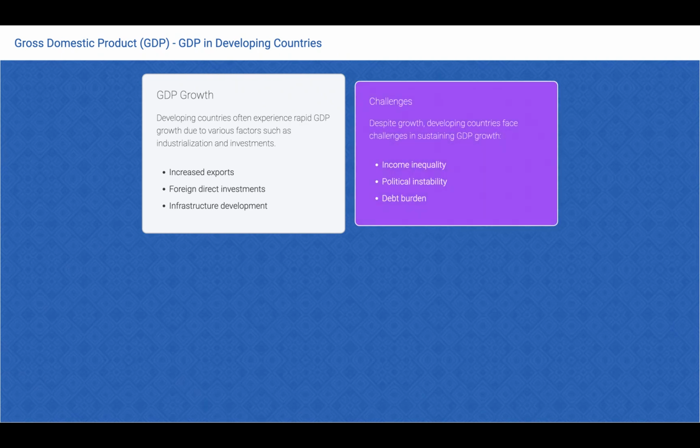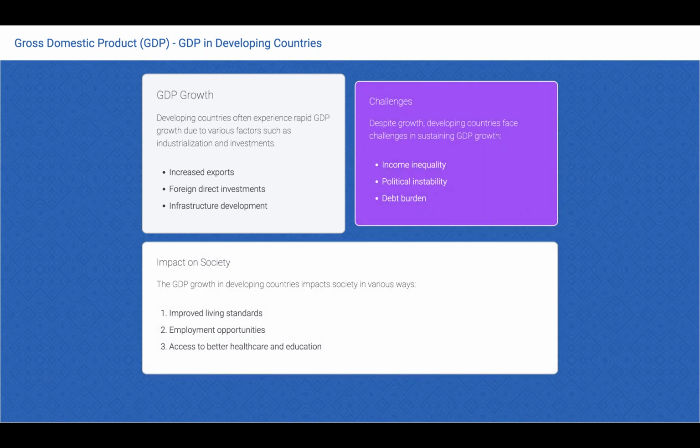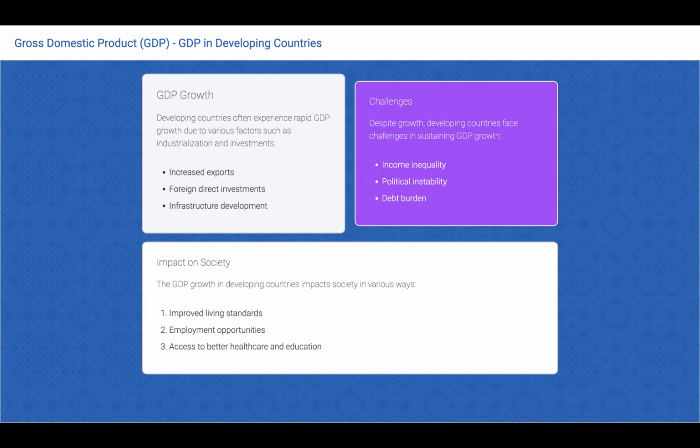Developing countries face unique challenges and opportunities in their GDP growth. While rapid economic expansion can lead to improved living standards and infrastructure development, it also brings about income inequality and political instability. Understanding the impact of GDP growth on society is crucial for sustainable development.